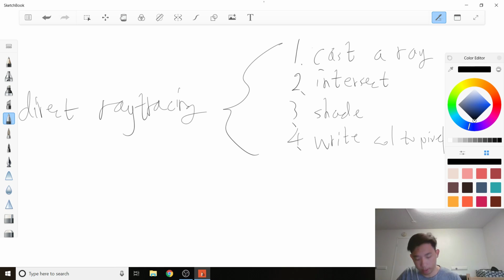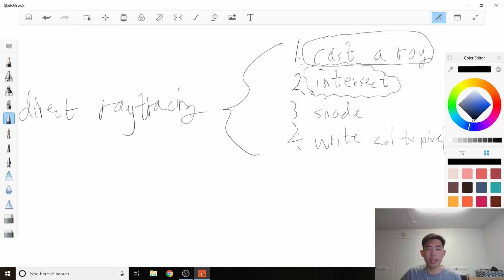We covered cast ray already, right? And this video we're going to cover intersection. Something I want to mention is that for any ray tracer, the intersection routine is going to be the most important for performance. Ray tracing is really slow because you literally sometimes have to test intersections between the ray and millions or billions of triangles out in the scene.